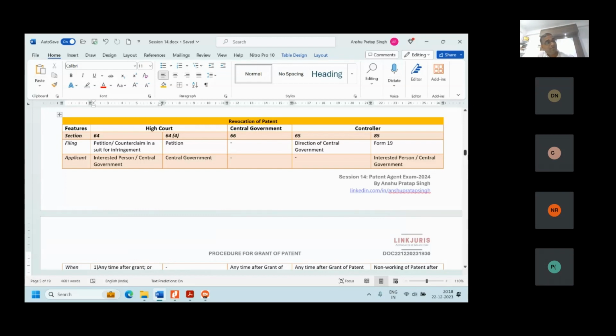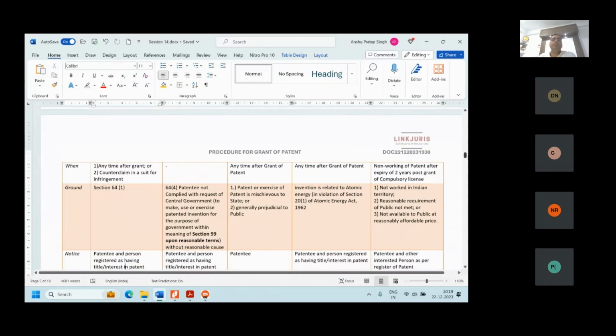Otherwise, if you are denying the central government the government use when reasonable terms were offered to you, then the central government has to approach the High Court and get your patent revoked. The central government can also get it revoked on the grounds under 64(1) by filing a petition to the High Court. But under atomic energy, they have to direct the controller. On the receipt of that direction, the controller will give you a notice.